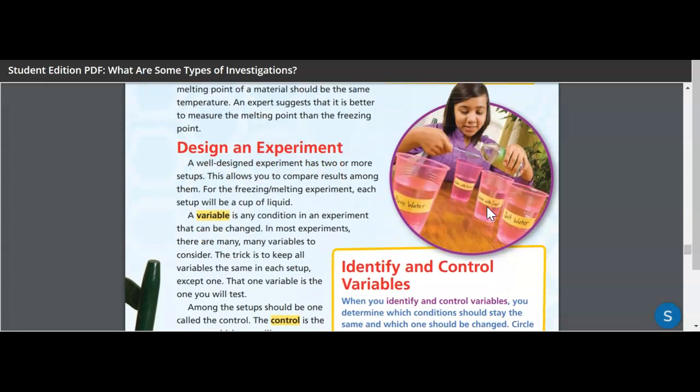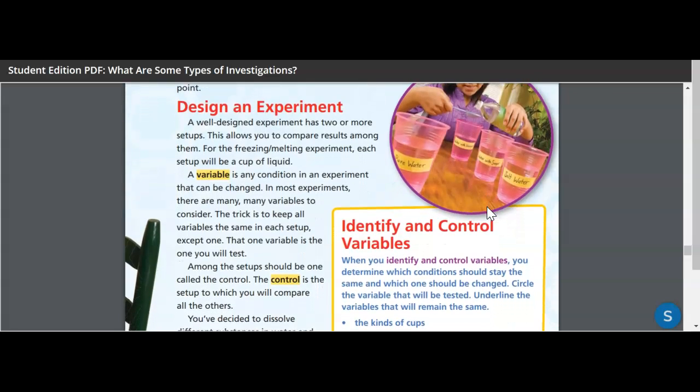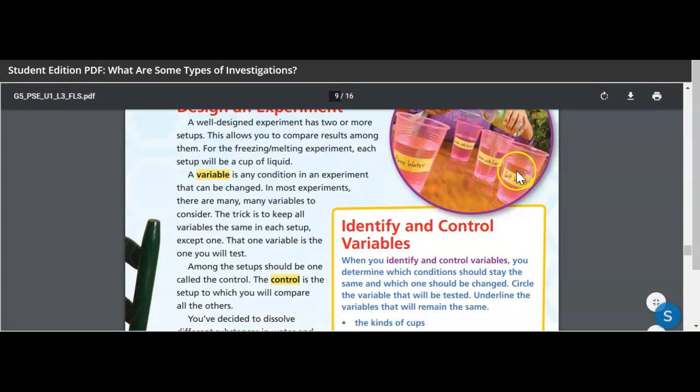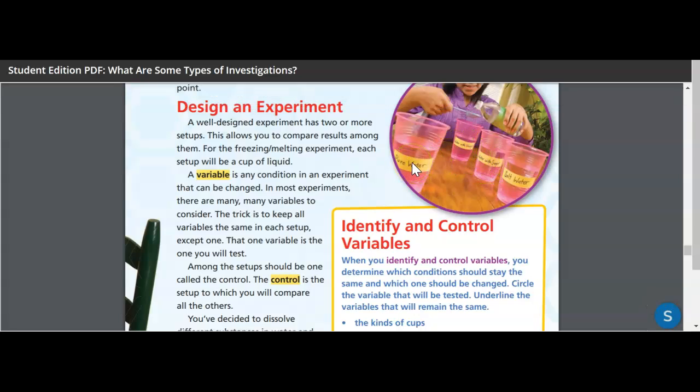So we're moving on to design an experiment. A well-designed experiment has 2 or more setups. This allows you to compare results among them. For the freezing melting experiment that we just talked about, each setup will be a cup of liquid. Here's the cup of liquid. So she's got different things taped to the side of the cups, and we'll go over them right now.